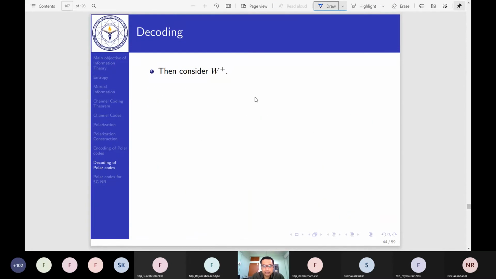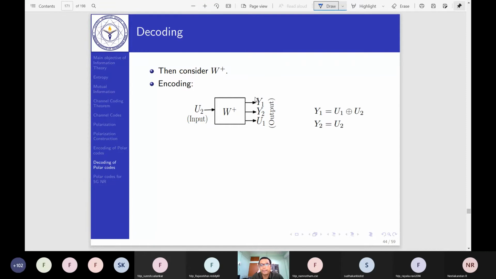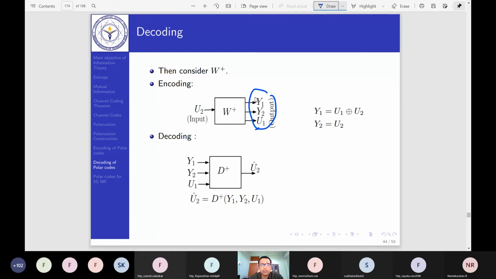Now consider W plus. What is the encoding? For the encoder, U2 was the input, and Y1, Y2 and U1 are the output. So this is the rule. Decoding is like this: the same output is considered as the input here, and this input is the output here. Now we have to find out the decoder rule, D plus. How will you find out the U2 hat?